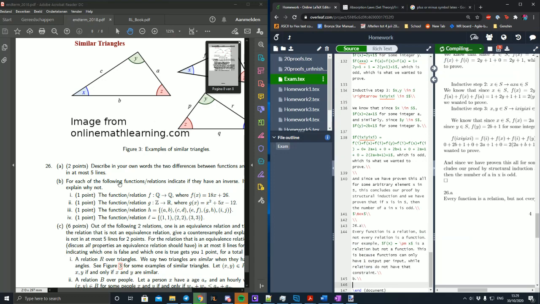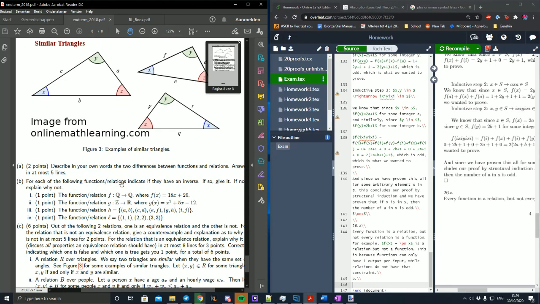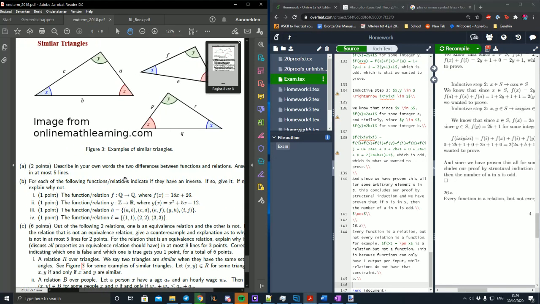For each of the following functions/relations, indicate if they have an inverse. If so, give it. If not, explain why not. The f of x is equal to 18x.